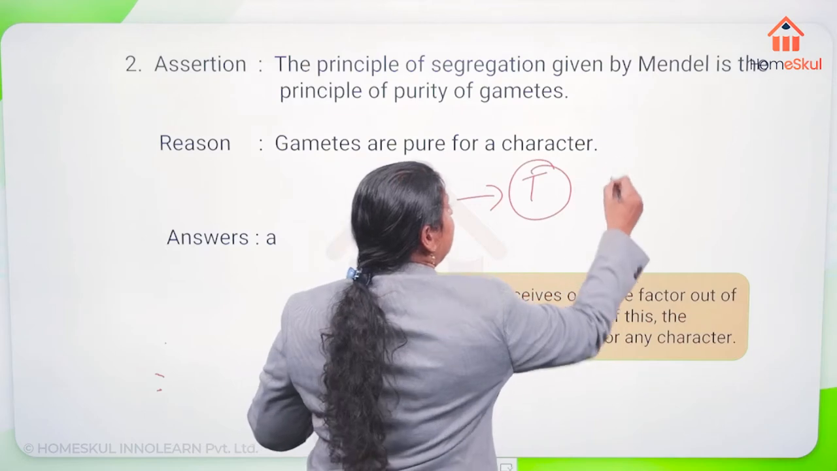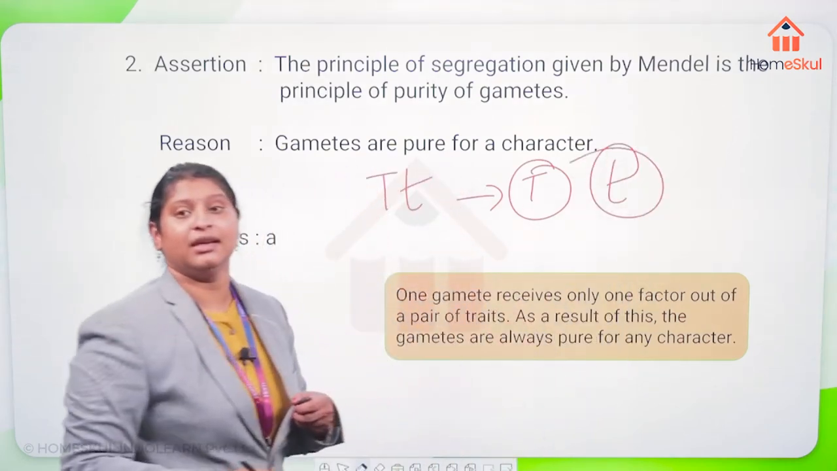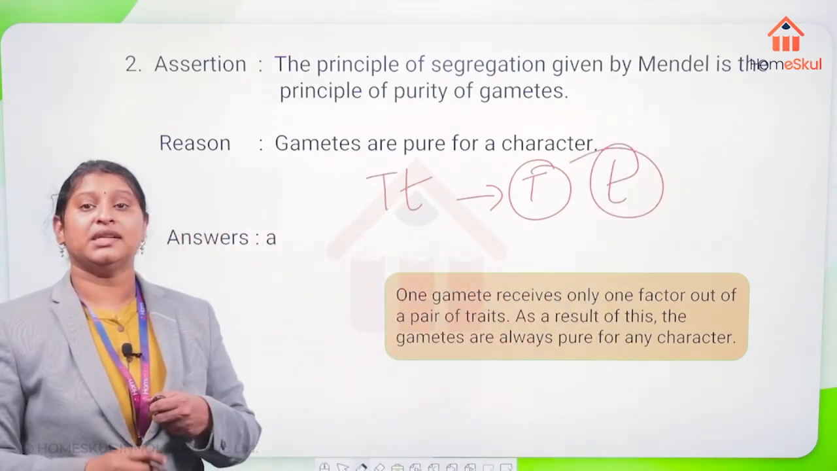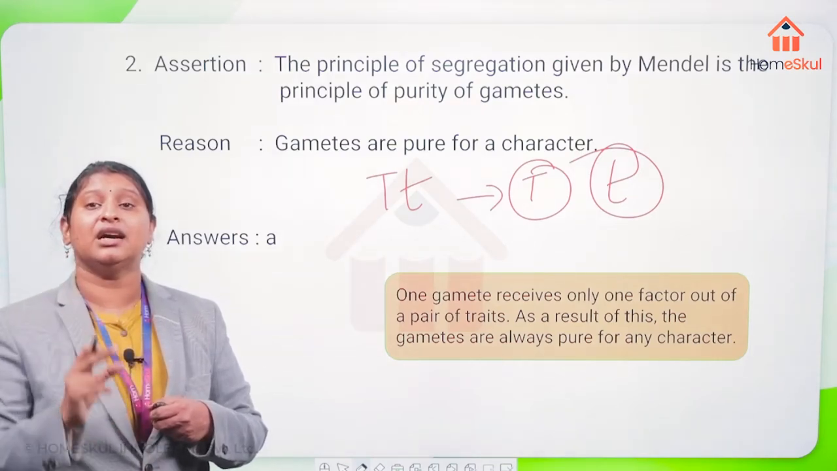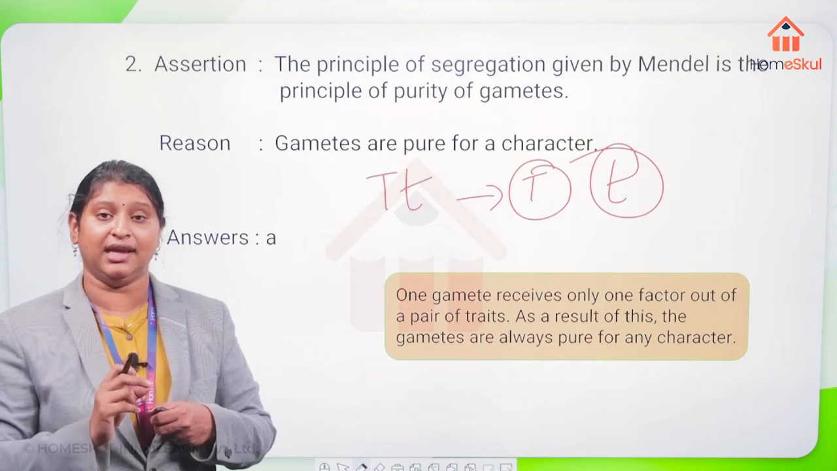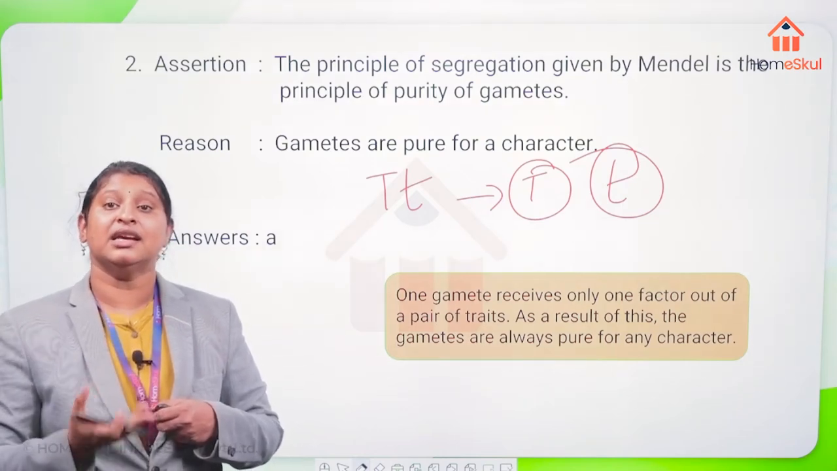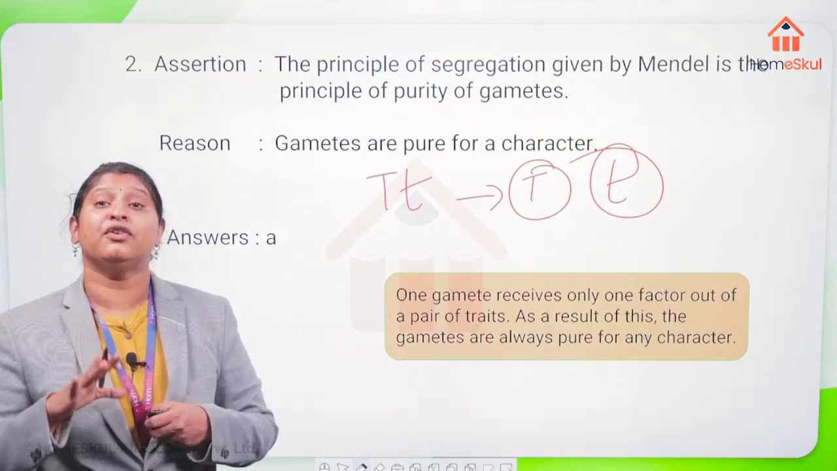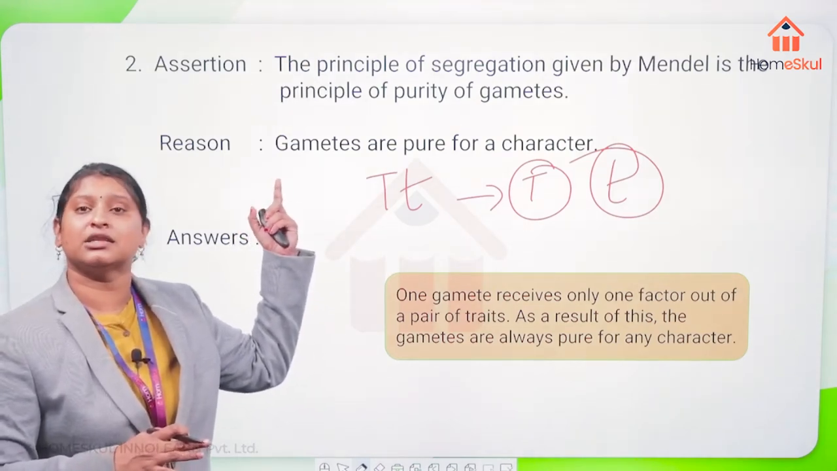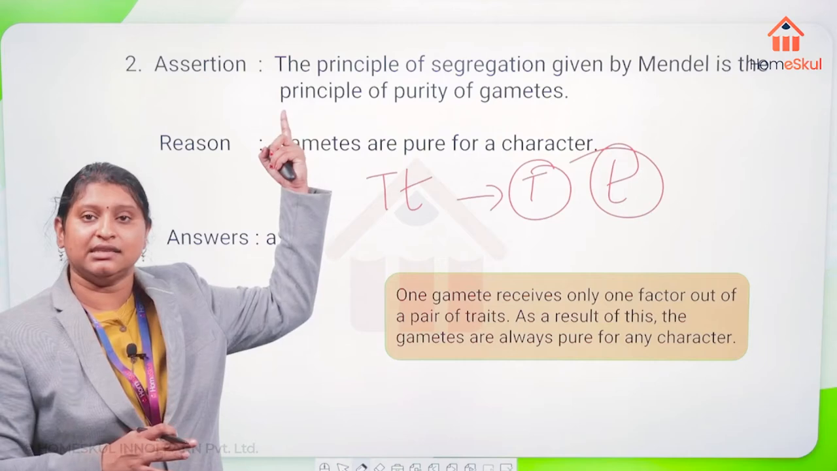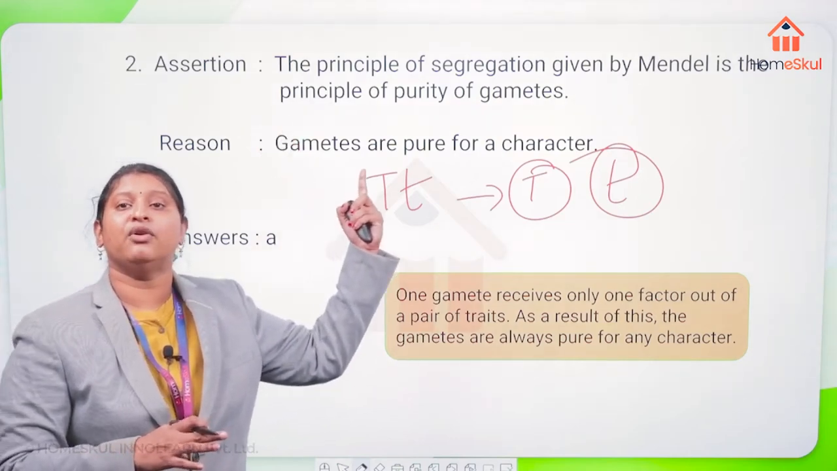The gametes will be like this for this plant, right? Okay, so what is happening? One gamete receives only one factor out of a pair of traits. As a result of this, the gametes are always pure for any character. That's why the reason is true and it is the correct explanation for the given assertion. Gametes are pure for a character.